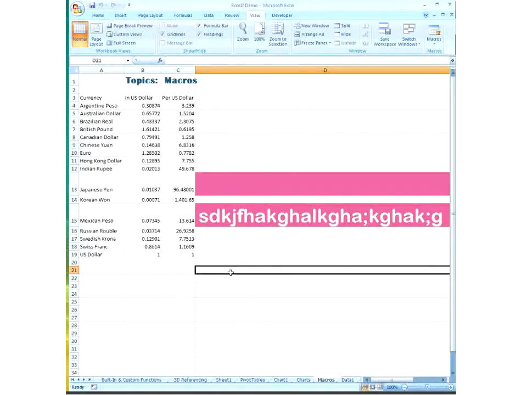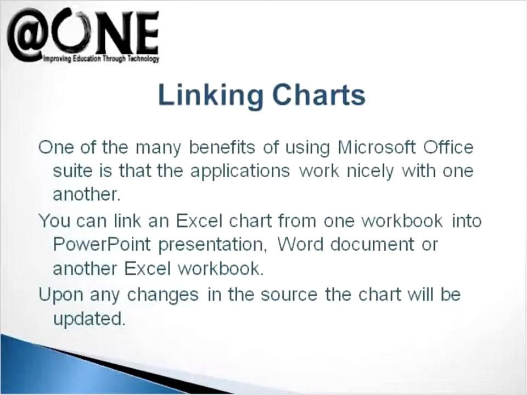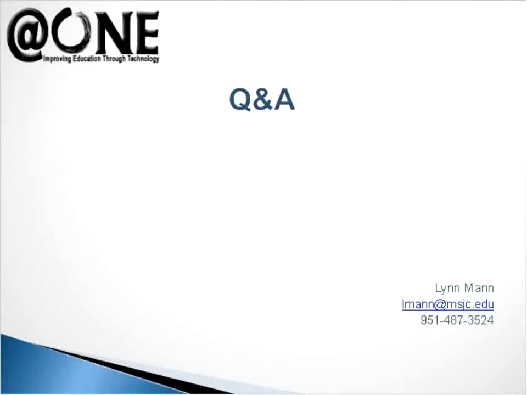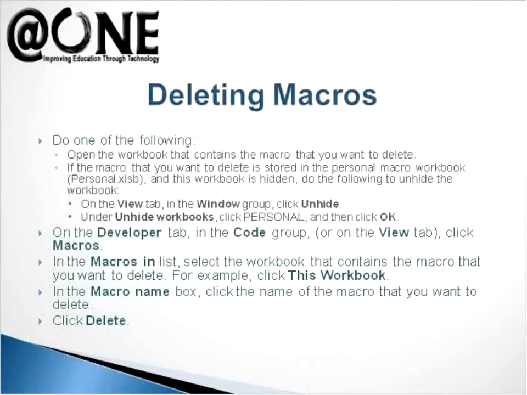So any other questions? Let me go back to the sheet really quick. You can also delete your macros. So go back to your macro list and just hit delete.